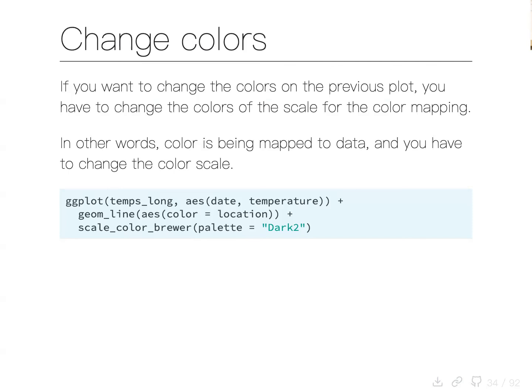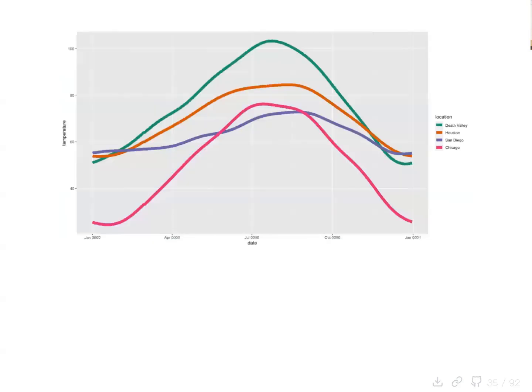Scale color brewer is a very common one. And we're saying palette equals dark 2. So we're saying change the color scale palette to the brewer from the brewer family, the dark 2 palette. Okay. And then that ends up looking like this. So that's the dark 2 palette from the R color brewer library.